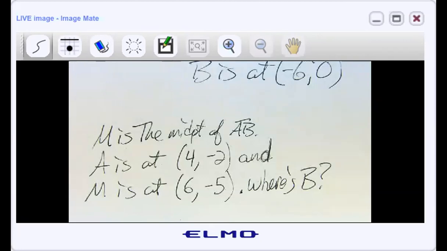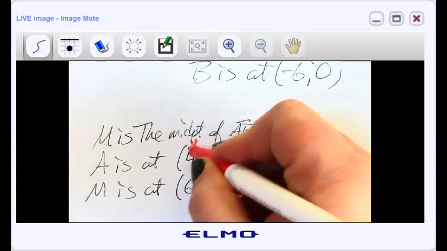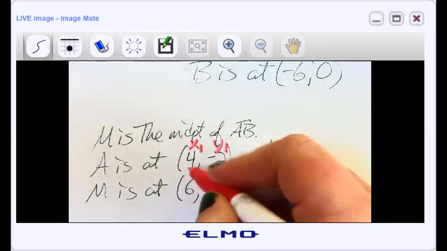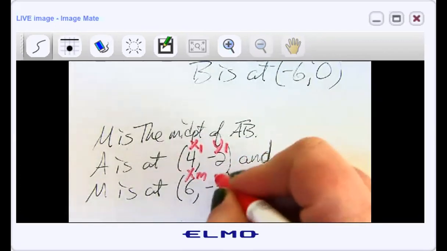Okay, everybody watch. Everybody pay attention. So here's super important. You have to make sure you know who's X and Y of the midpoint and who's X and Y of your first endpoint. A is an endpoint, right? So this is X1, Y1. The M is my midpoint. So this is X of the midpoint, Y of the midpoint.